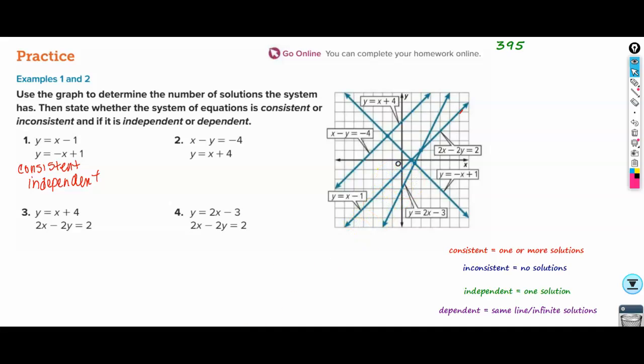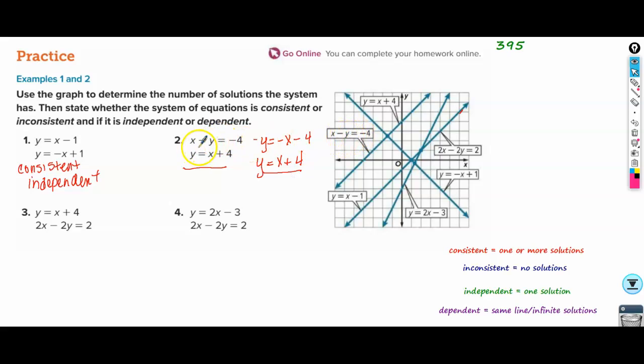All right, so let's look at the next one here. Now this one's not in slope-intercept form, so the first thing we have to do is fix it. I'm going to subtract x from both sides. That gives me negative y is equal to negative x minus 4. And then we cannot have a negative y, so we're going to have to multiply each term by negative 1, which will give us y is equal to a positive x plus 4.